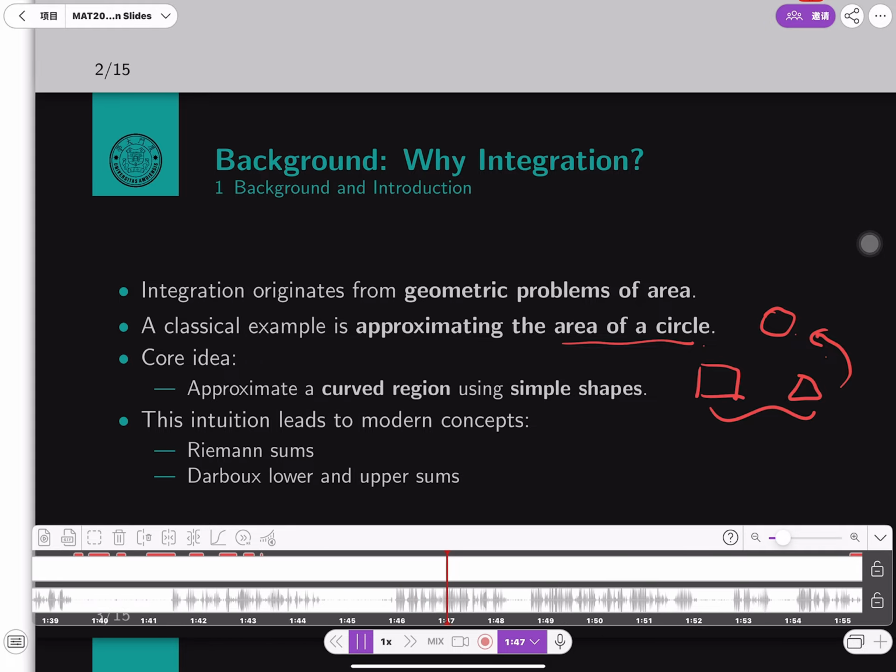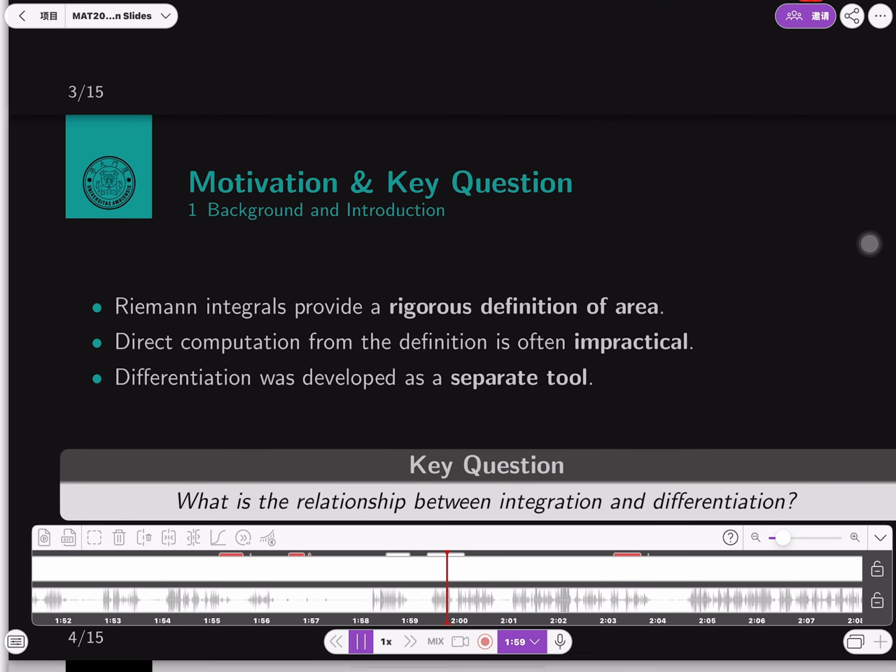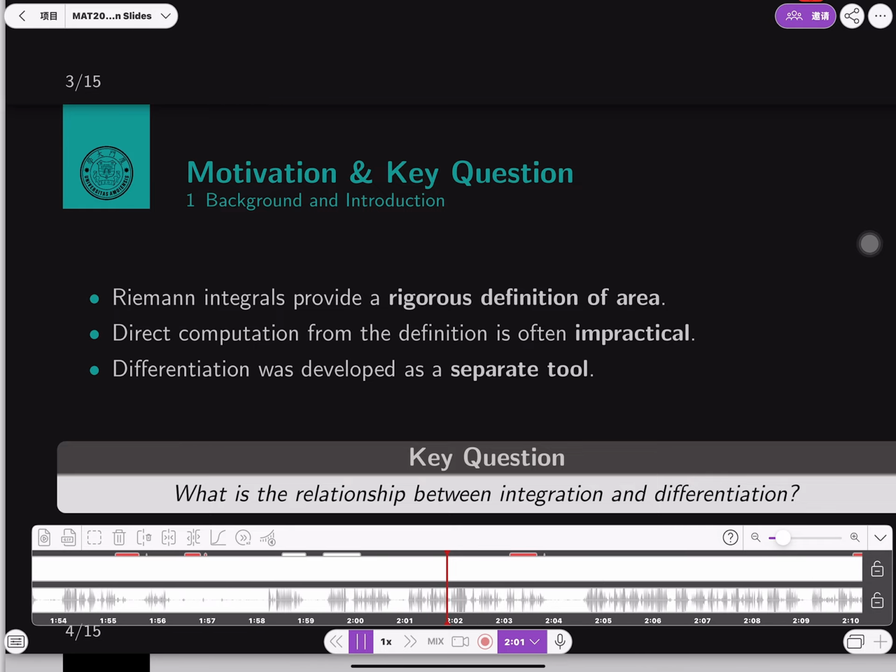As these approximations become finer, they lead to modern concepts such as Riemann sums and Darboux lower and upper bound sums. Using Riemann integrals, we obtain a rigorous definition of the area. However, computing integrals directly from the definition is often very impractical, right?